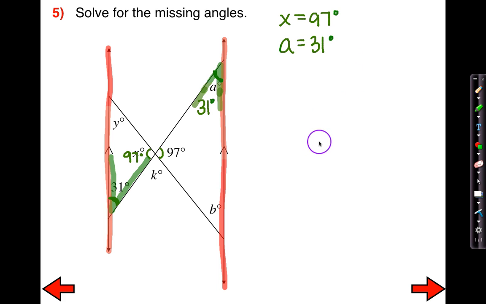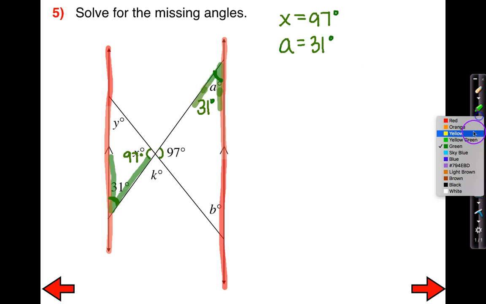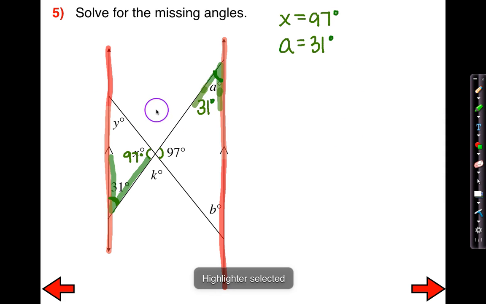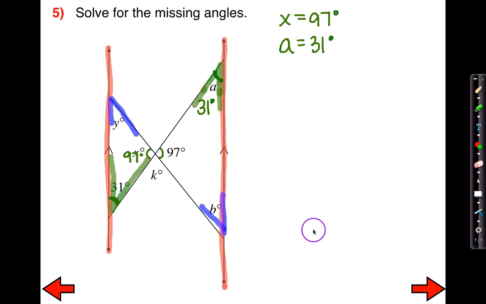Now guess what? I can repeat this process on the other side. Or can I? Well, I could, but let's see. This angle Y is congruent to this angle B. Now, is this helpful? No. Why? Because I don't know the value of Y and I don't know the value of B. So how could I figure it out?